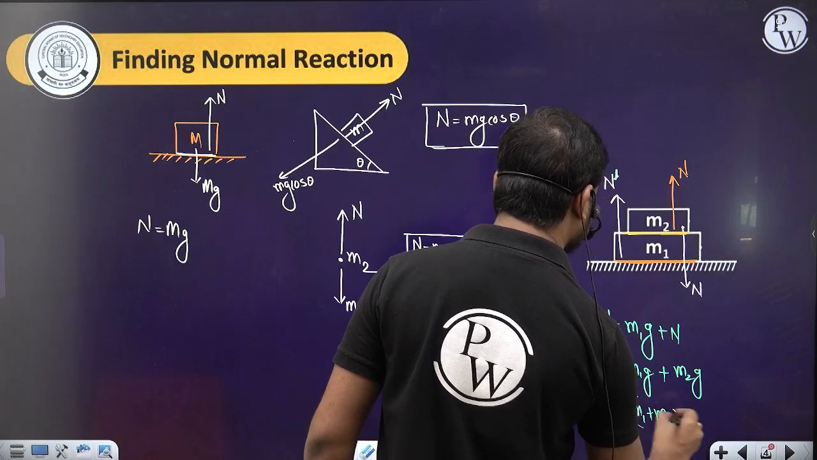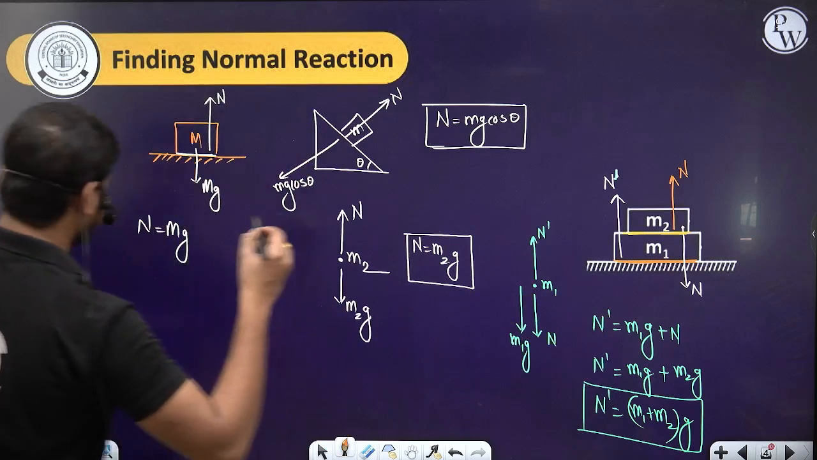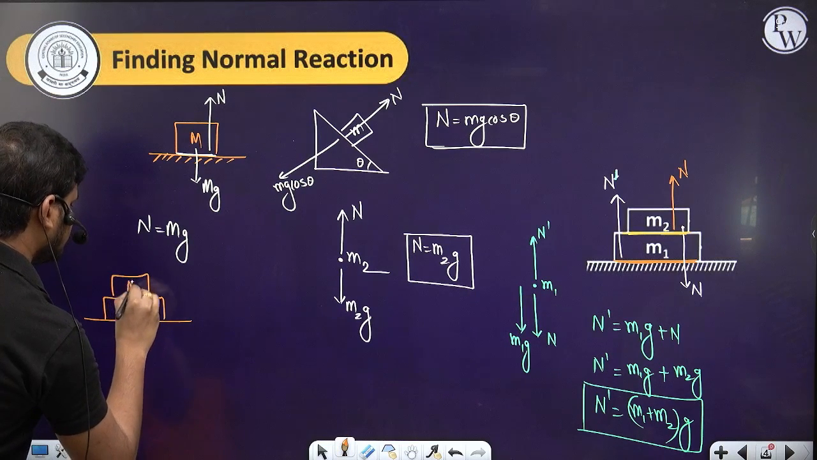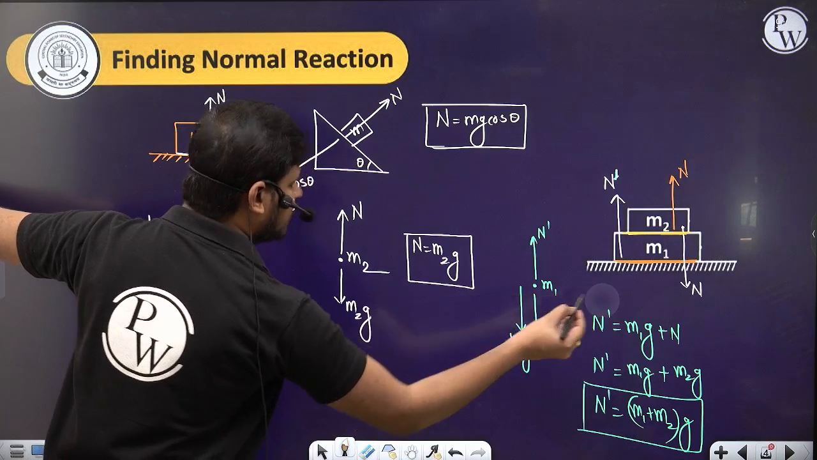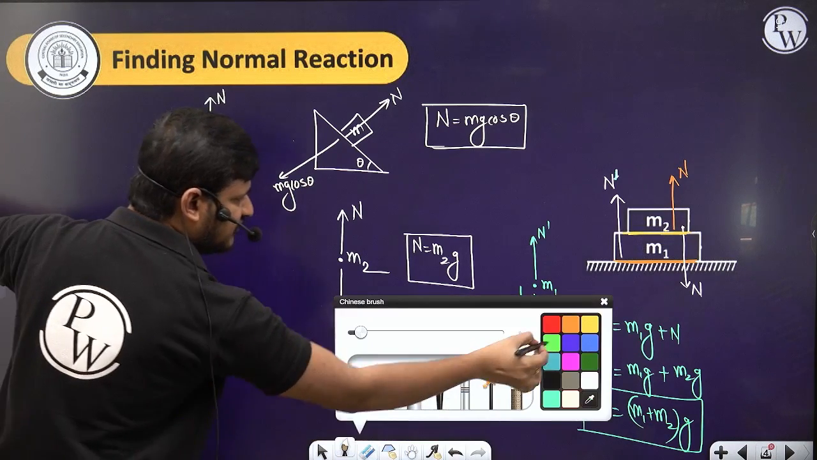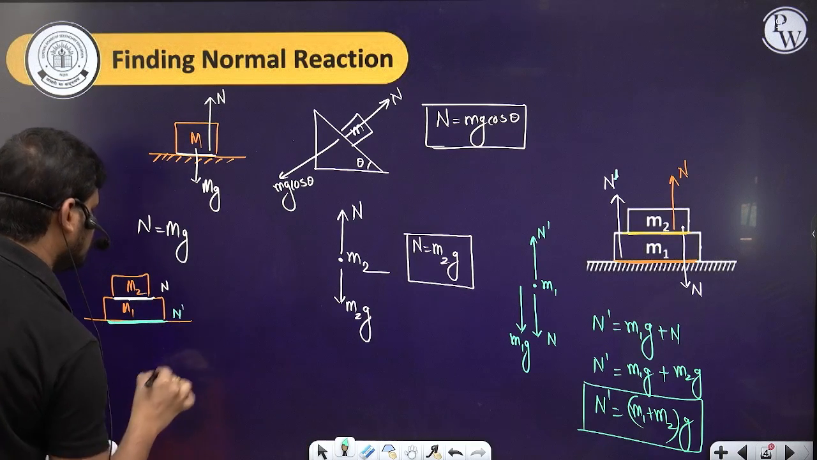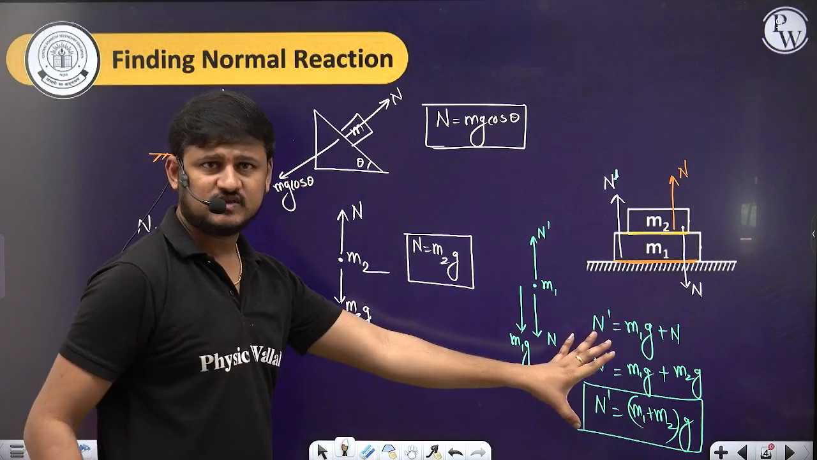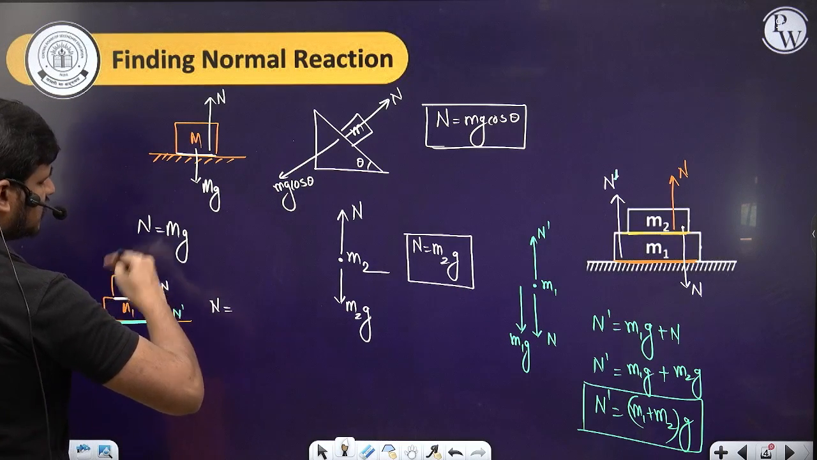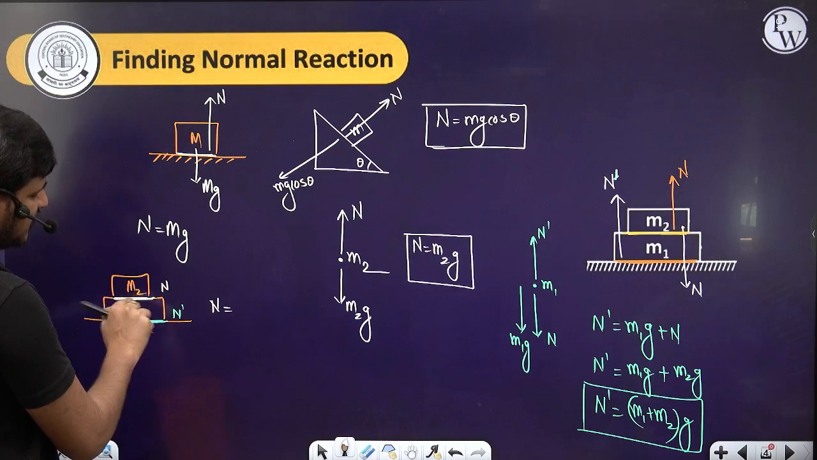So this is the actual procedure, but in the simple way, you can directly tell what the normal reaction is. I'll tell you the simple procedure, see here. This is a block of mass M1, and this is a block of mass M2. There are two points of contact, so obviously there will be two normals. Let the normal reaction here be N. Identify the colors carefully. And then let the normal reaction here be N dash. No need to go for the procedure. The simple shortcut is, the normal N is equal to the sum of all the masses that are on the point of contact where you are finding the normal.